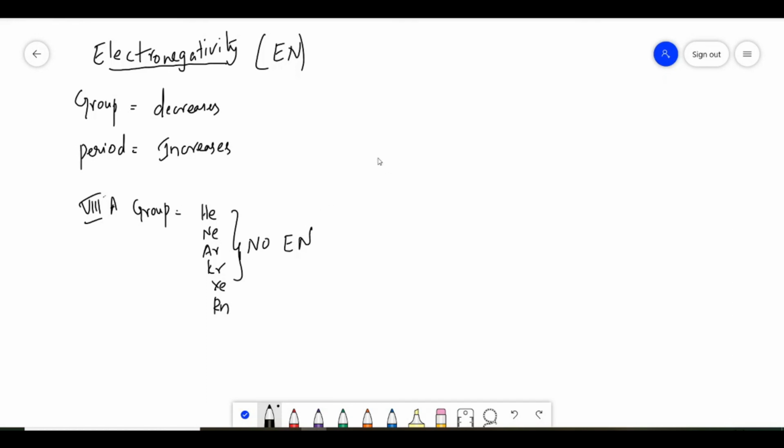So if you take any period, let us take lithium, beryllium, boron, carbon, nitrogen, oxygen, fluorine, neon. So this is the electronegativity value. From left to right, electronegativity increases. And as I said, noble gases do not have electronegativity. So this is the order. This is in a period. When coming to the group, from top to bottom, electronegativity decreases. So this is about electronegativity.